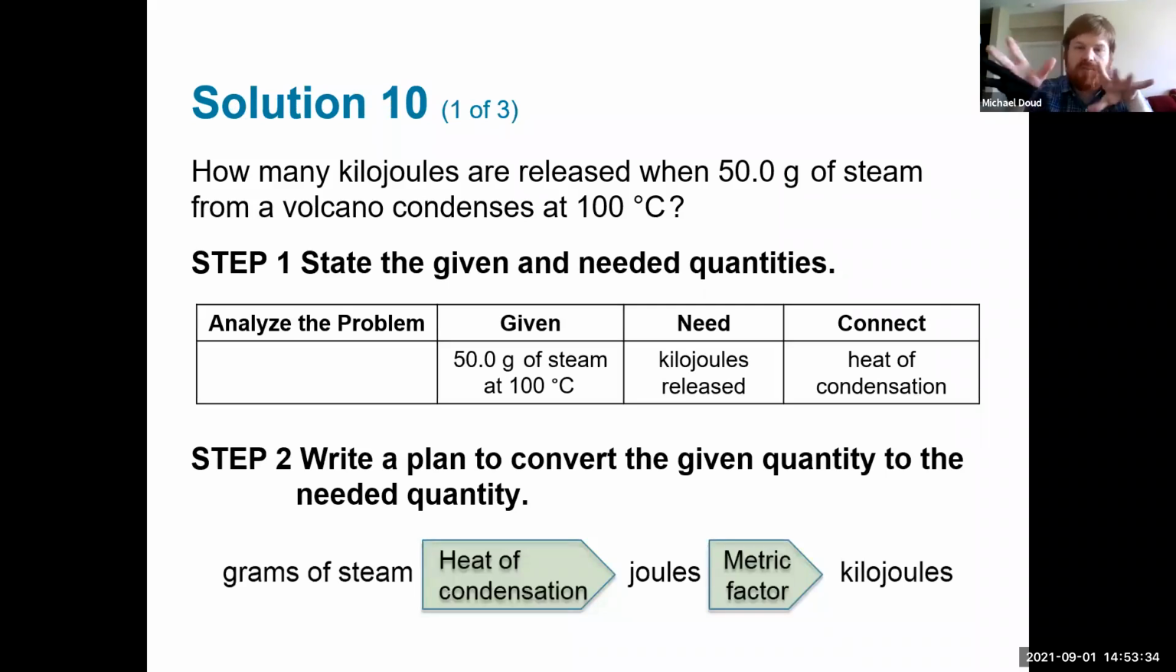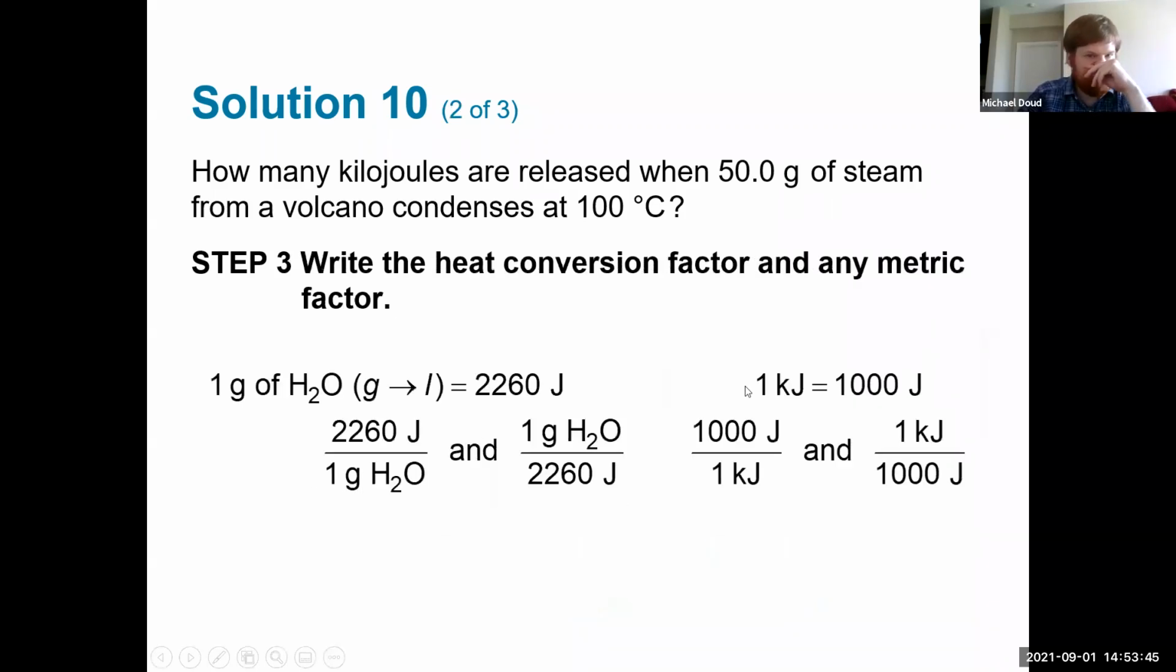All right, so no surprises here. We're given our grams of steam, and we need the kilojoules released. So that means we need to use the heat of condensation, figure out the joules that were released by that many grams of steam. So given that we have 50.0 grams of steam, we want the amount of energy that's released. Well, then we need this conversion factor here where we have 2,260 joules for every 1 gram of water. And that's going to give us the heat that's released in joules. Now, on the other hand, it's asking for kilojoules eventually. So we know that we'll then convert that joules to kilojoules using this conversion factor.